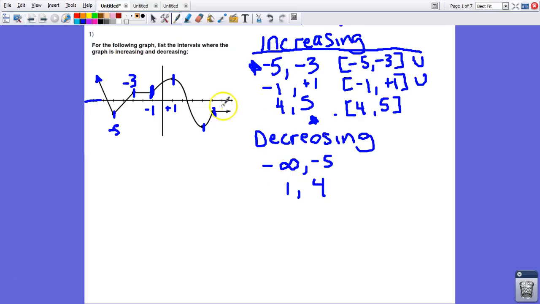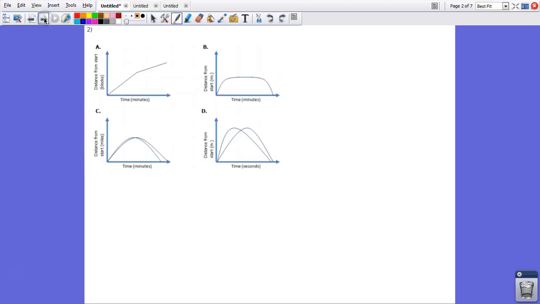The question didn't ask where it was constant, but some of you wrote down it's constant here until infinity, which is correct, and it stays constant here from -3 to -1. All right, what's next, you guys?